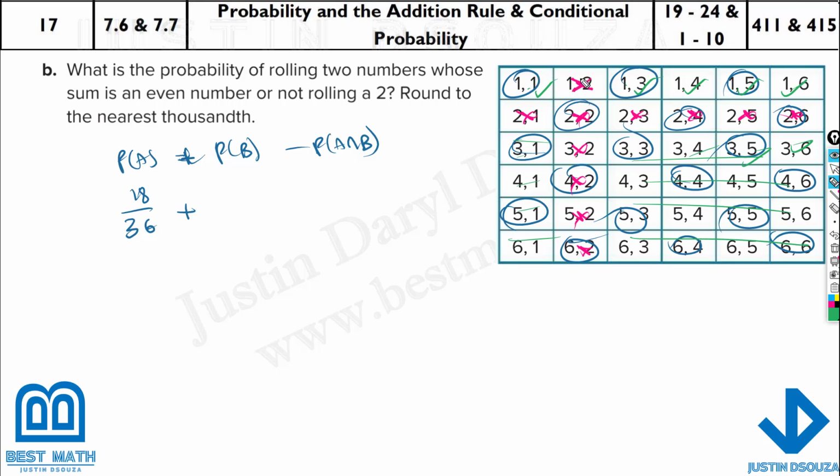Let's count them. There's one easy way to count. How many 2's are there? 6, 7, 8, 9, 10, 11. So out of 36, 11 have a 2. So the remaining, 36 minus 11, will be 25 out of 36 that do not have 2. Not rolling a 2 is 25 by 36. So that's how we get that.